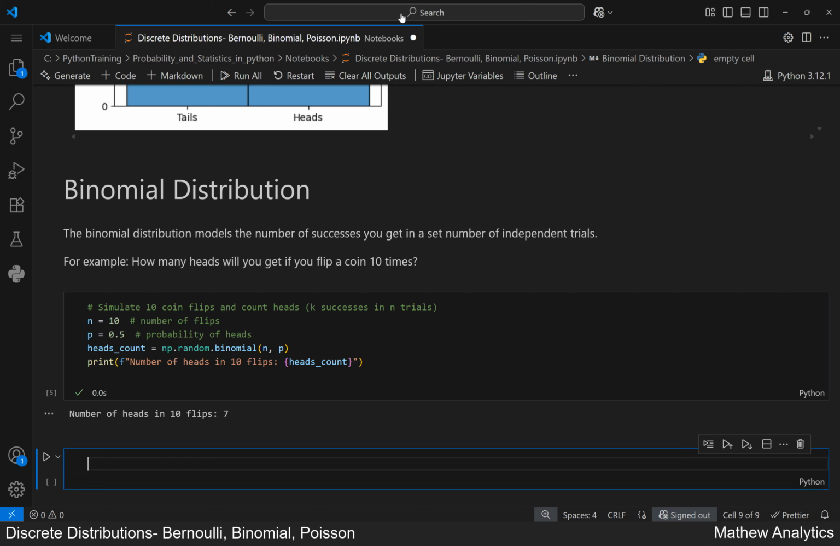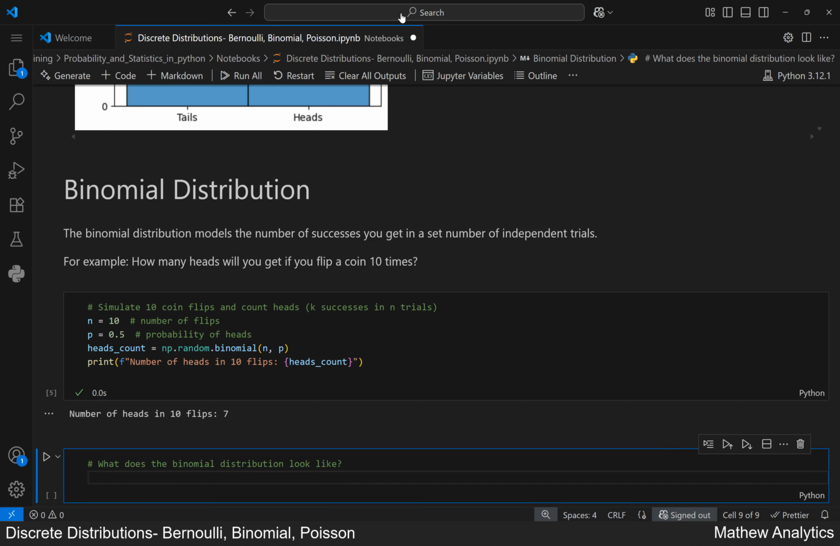Let us repeat that experiment 1,000 times to see what is most likely. We use a loop to run the same set of coin flips over and over. A new plot will help us see the results.